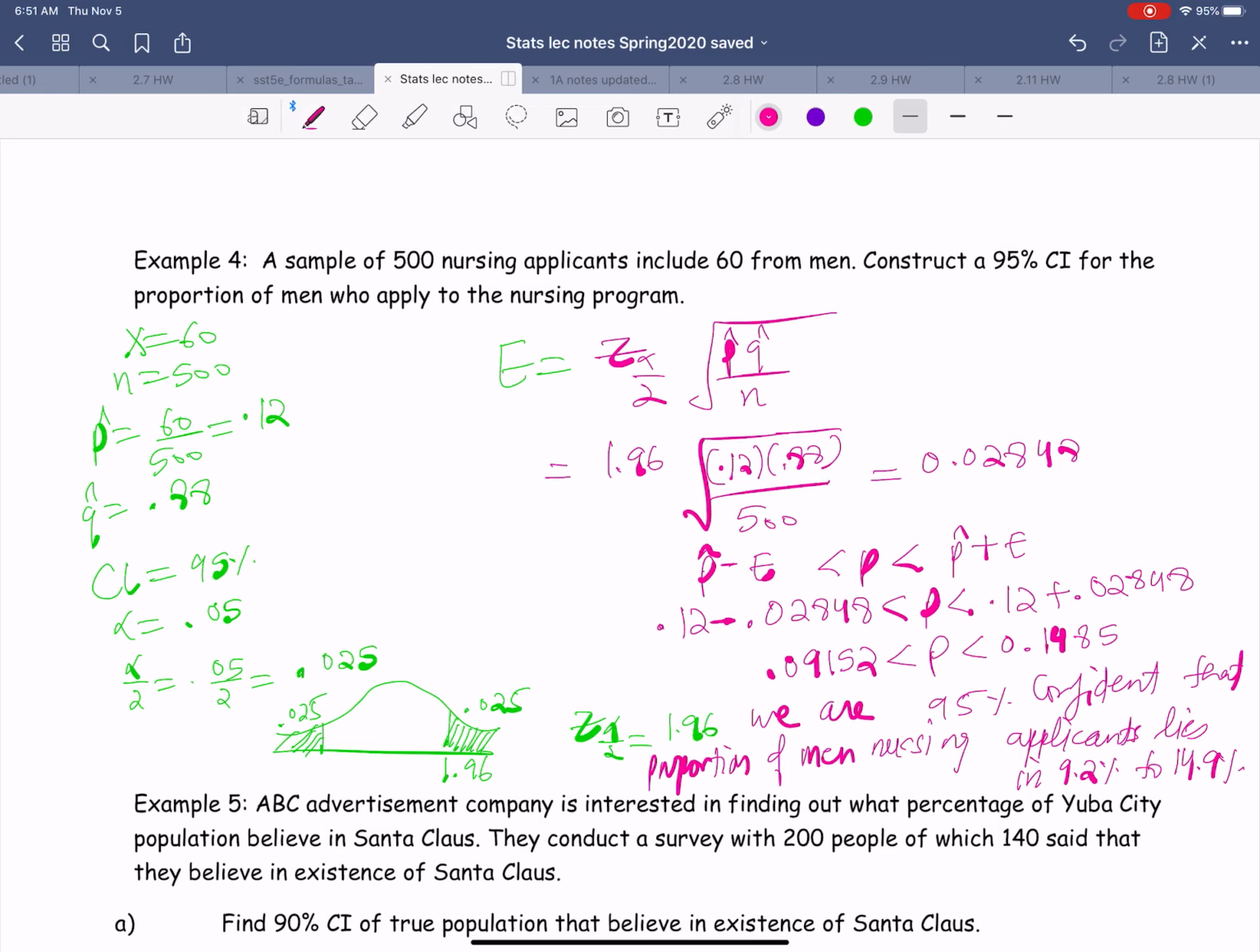In the next video, we will talk about estimating the sample size. If you know your margin of error, how large a sample do you need?